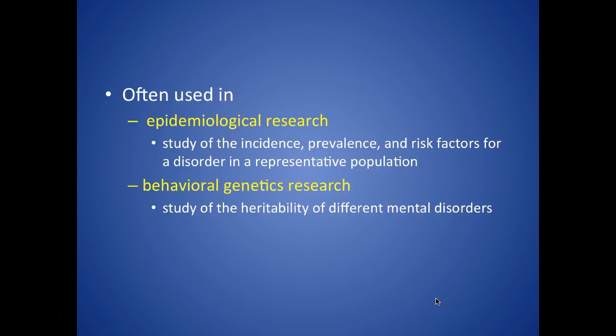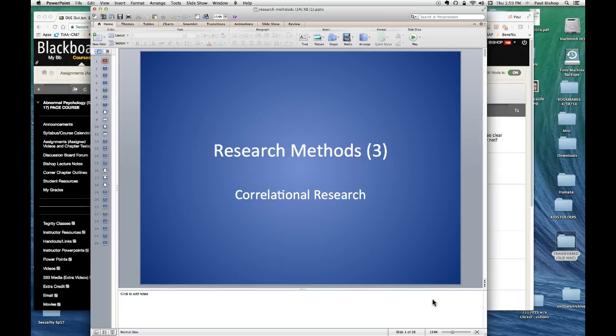Whereas if you just share 50% of genes, like siblings, then the rate of concordance, where one has it and the other also has it, is about 20%. So the correlation between the number of shared genes and having the disorder suggests that hereditary factors are involved. Okay, we're going to stop here.